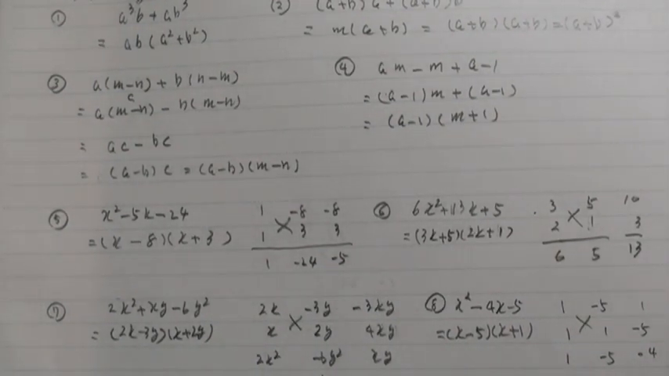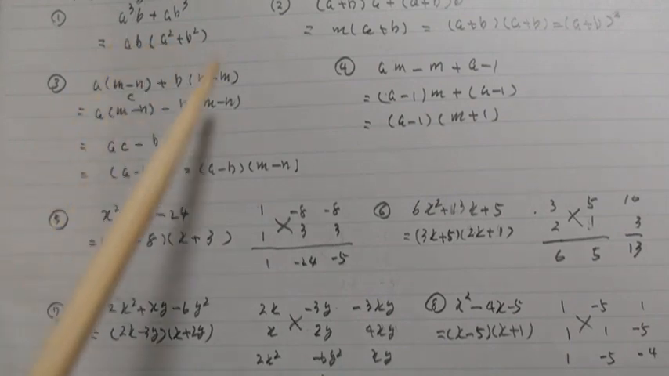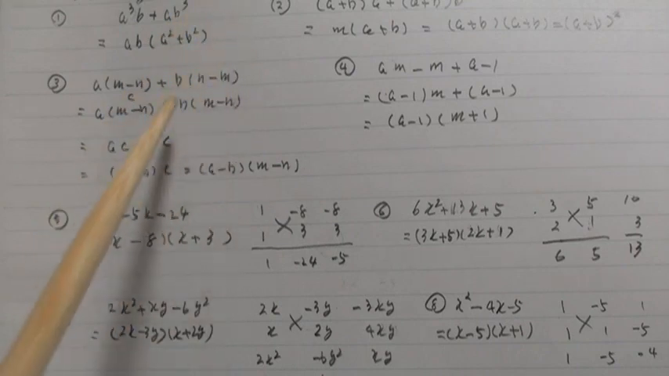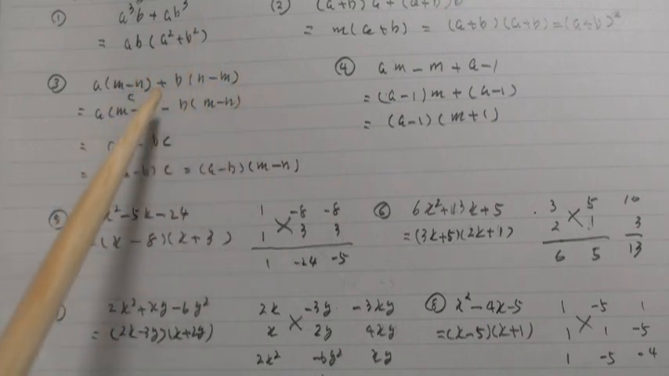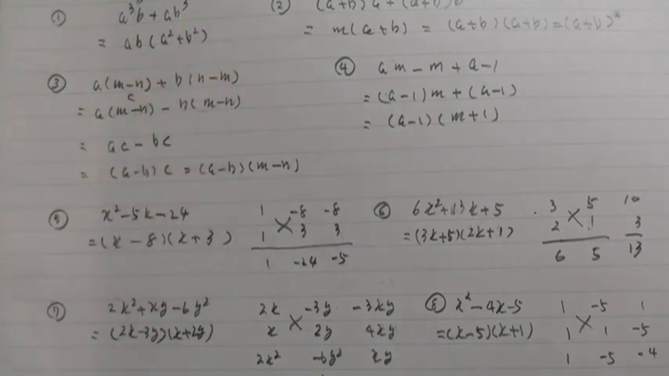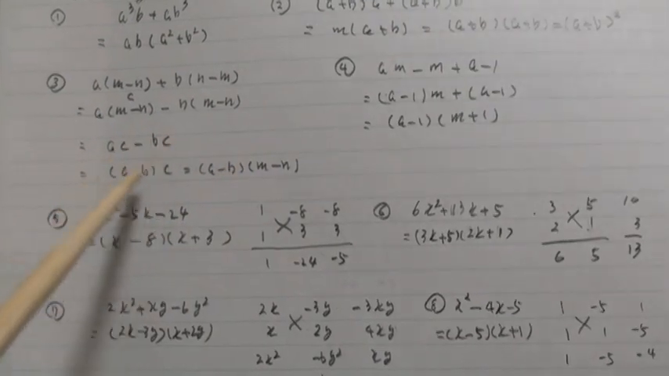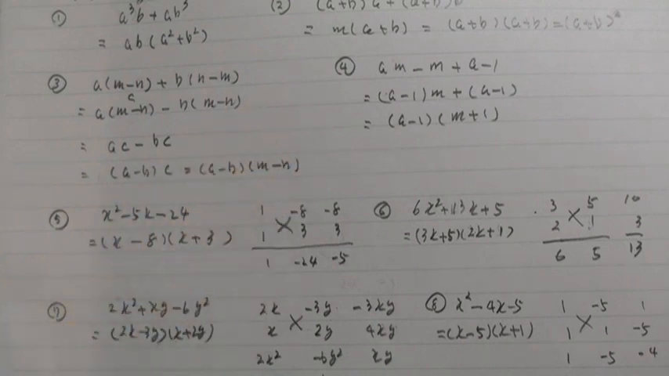And take 3. a(m − n) + b(n − m). And n − m equals −m + n, −(m − n). And this is a minus (m − n) equals n − m. Okay. And common factor c equals m − n. And c, ac − bc. And c, rewrite m − n, then (a − b)c, (a − b)(m − n). Okay.